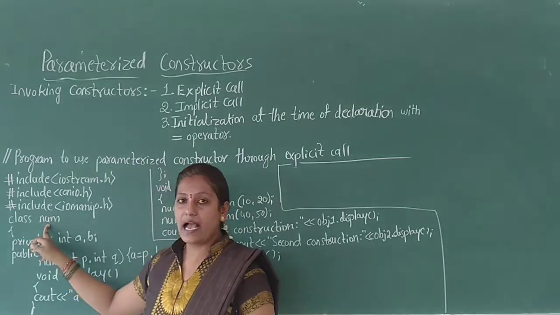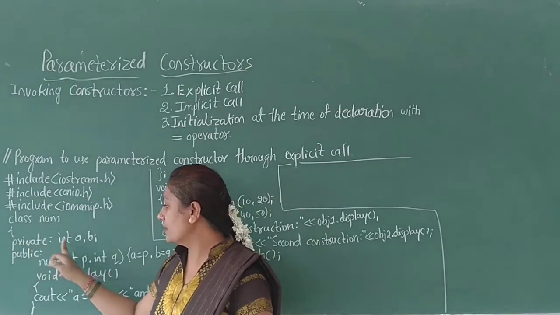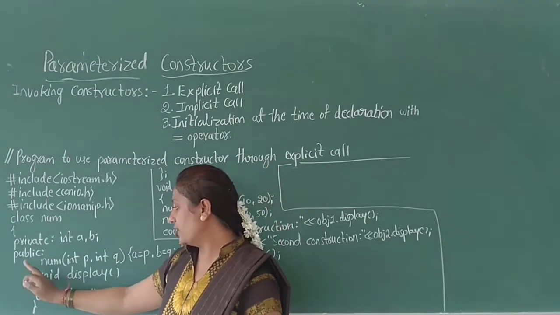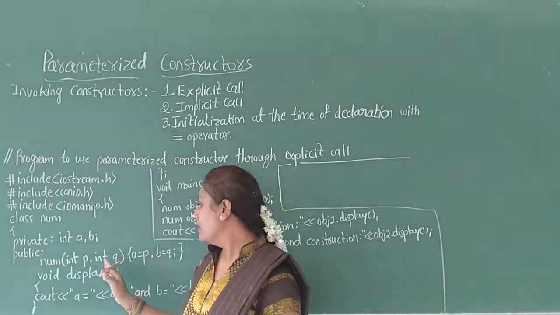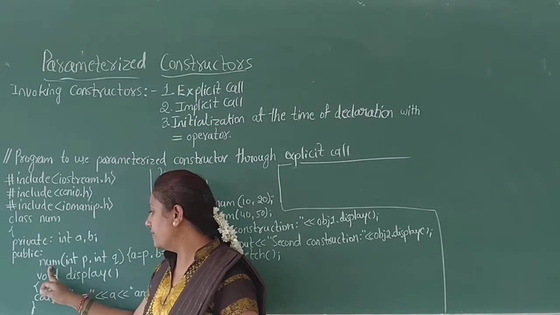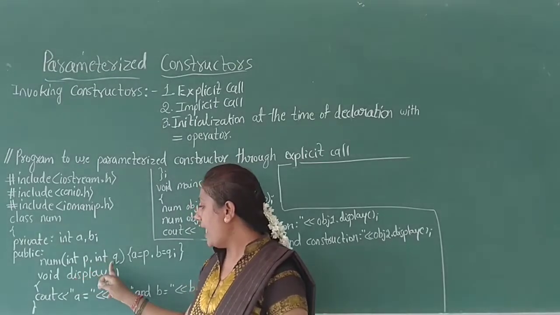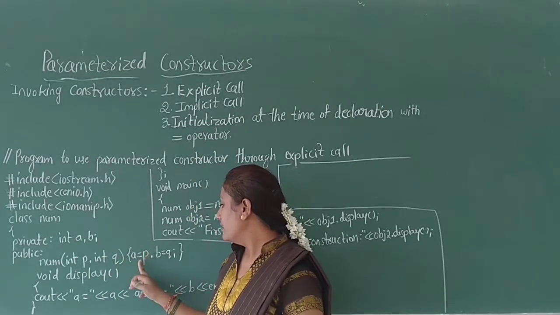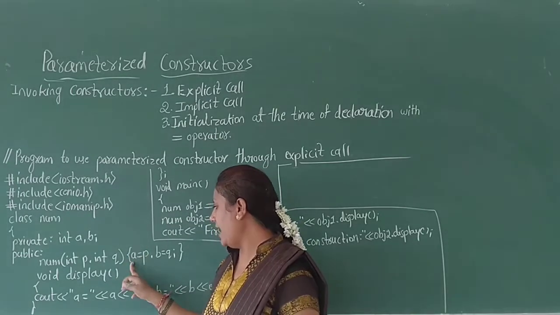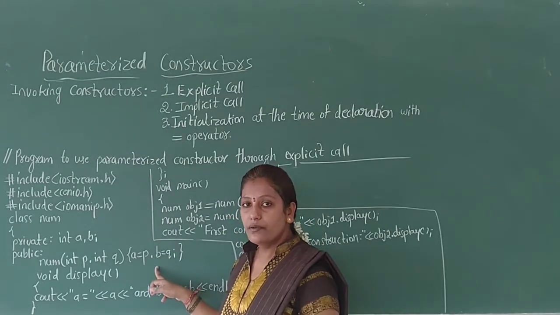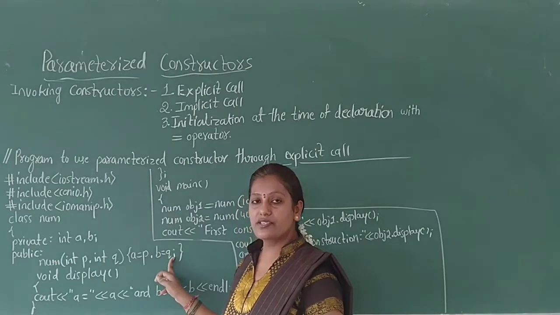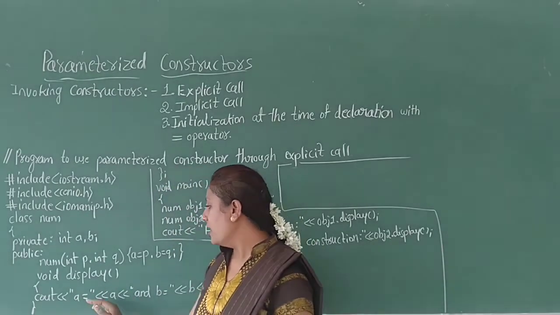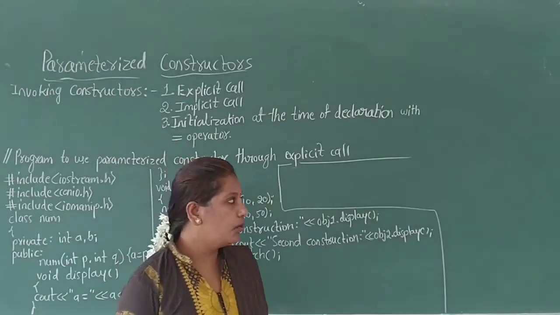Next, it creates a class num using the keyword class. In the private section, we declare two data members A and B with the data type integer. In the public section, the parameterized constructor is defined using the class name num and an argument list P and Q, both declared with data type int. A is equal to P means P is assigned to A, and B is equal to Q, Q is assigned to the variable B. Then the member function display is defined inside the class to display the A and B values using the output statement.